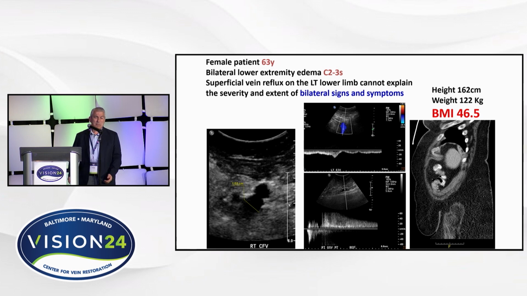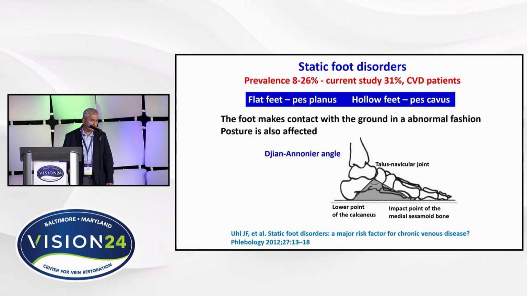Look at this patient, BMI 46. So if you were to treat the great saphenous vein in this patient, would anything change? Nothing. Well, Nikos, what about if this patient, the same patient, had an ulcer on the same leg with a saphenous reflux? Then probably it would be a case, right? A better case. Foot static disorders, I talked about in the previous lecture.